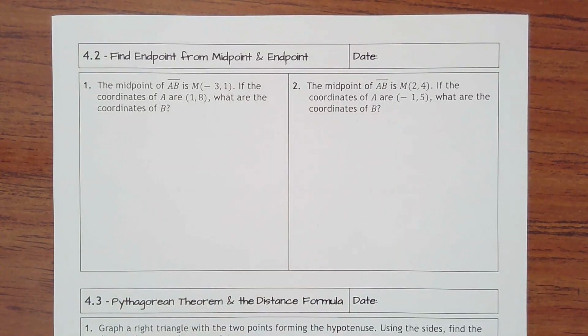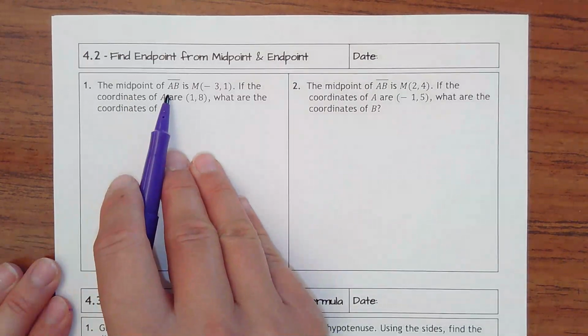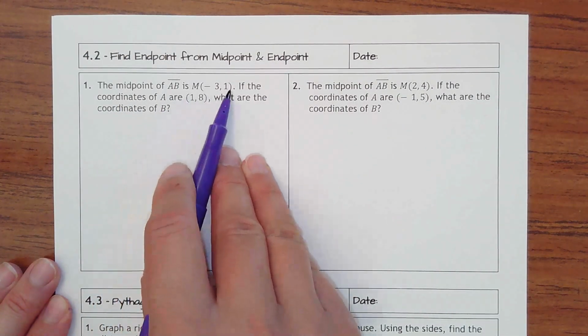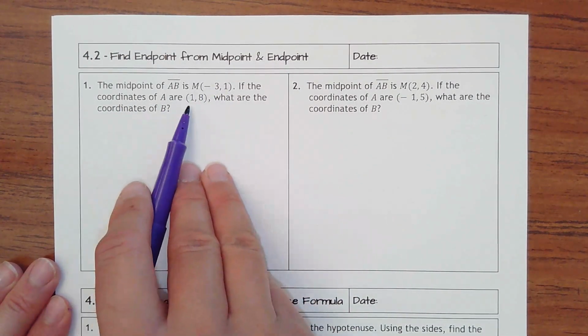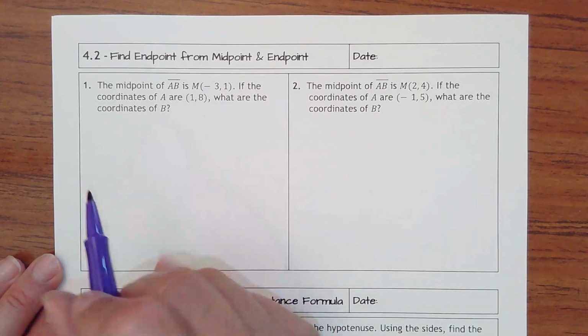Lesson 4.2 is finding an endpoint given a midpoint and another endpoint. So we're kind of working backwards from what we did in the previous lesson. It says the midpoint of segment AB is this. If the coordinates of A, so that's an endpoint, are this, what are the coordinates of B?